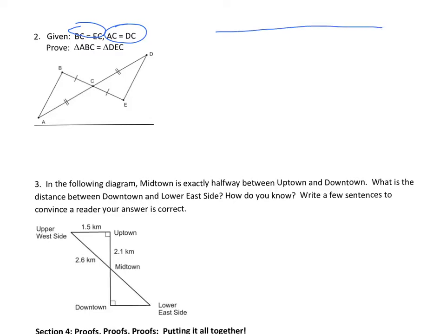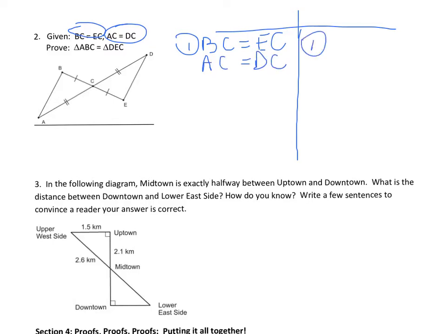So let's start out with our two columns. Okay, number one, BC is equal to EC, and AC is equal to DC. And that's our given. Okay. Step number two. Now, we're trying to prove these two triangles congruent.